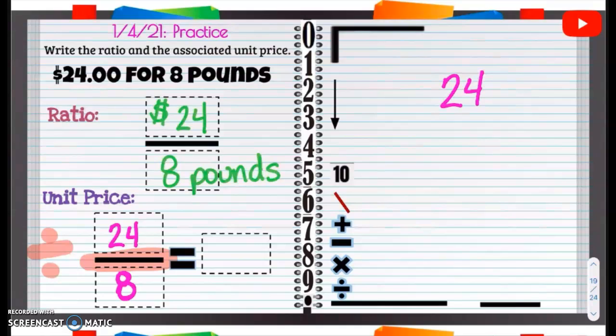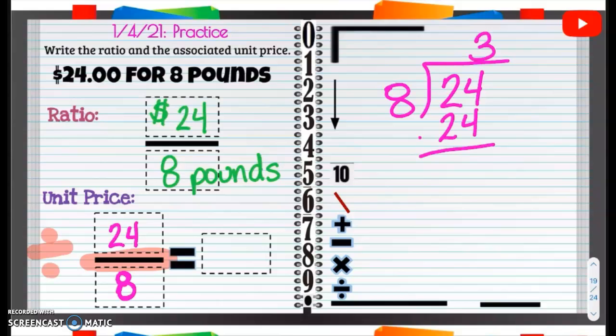So 24 divided by 8. I know that 8 can go into 24 3 times. 8 times 3 is 24. When I subtract, I get 0. And our answer is going to be 3 then.